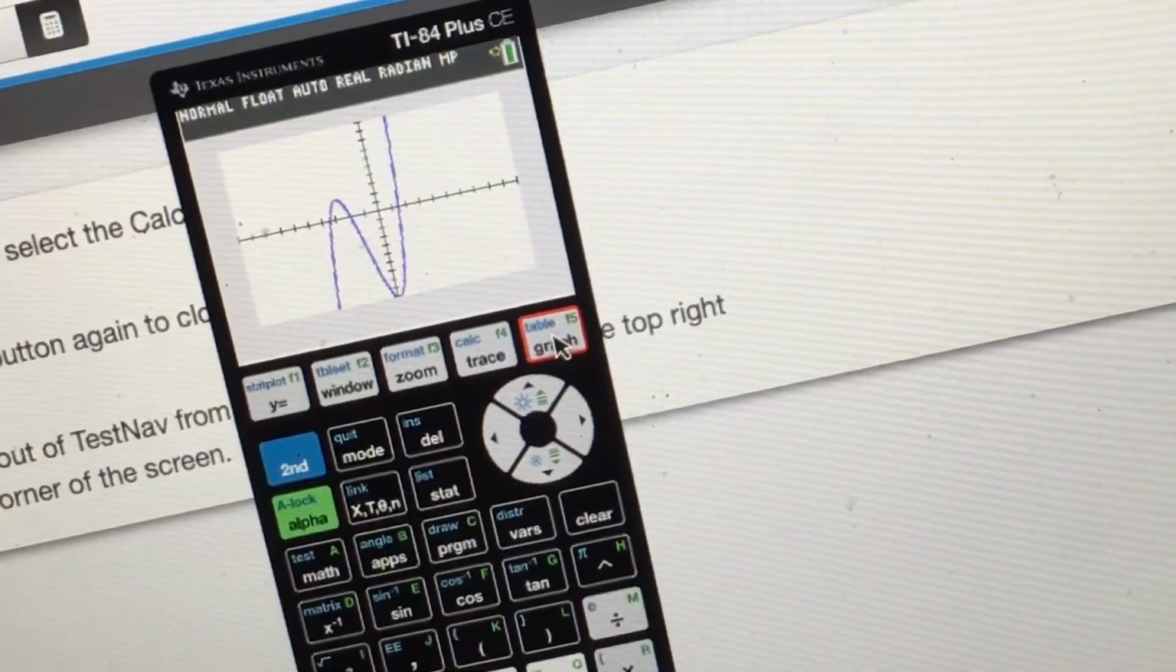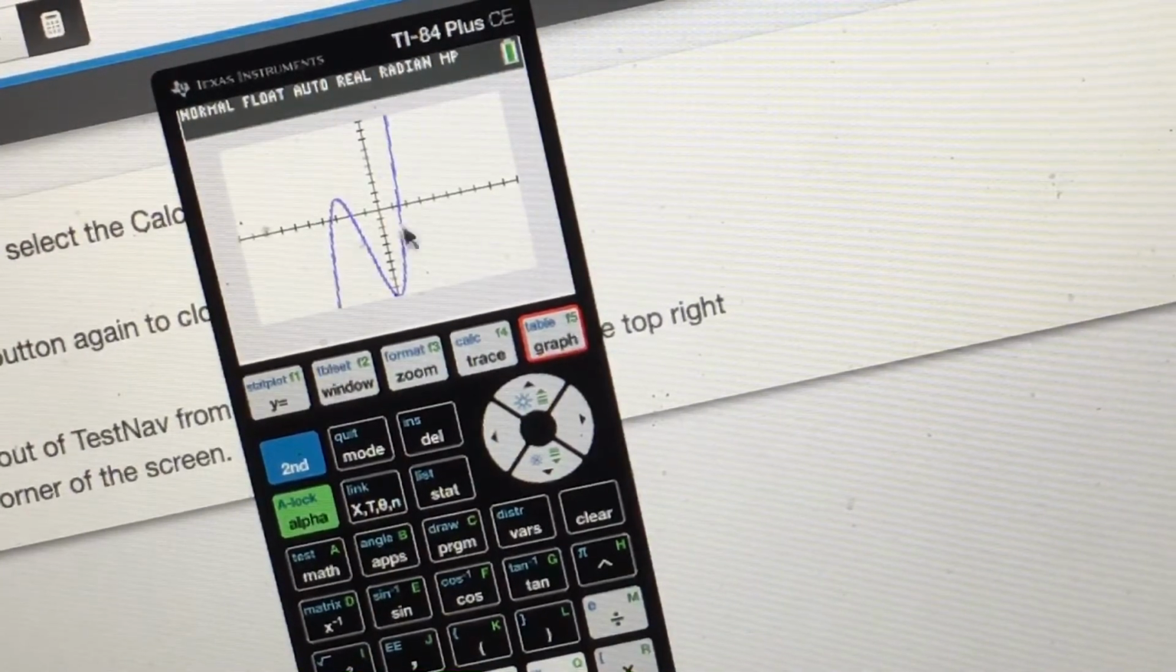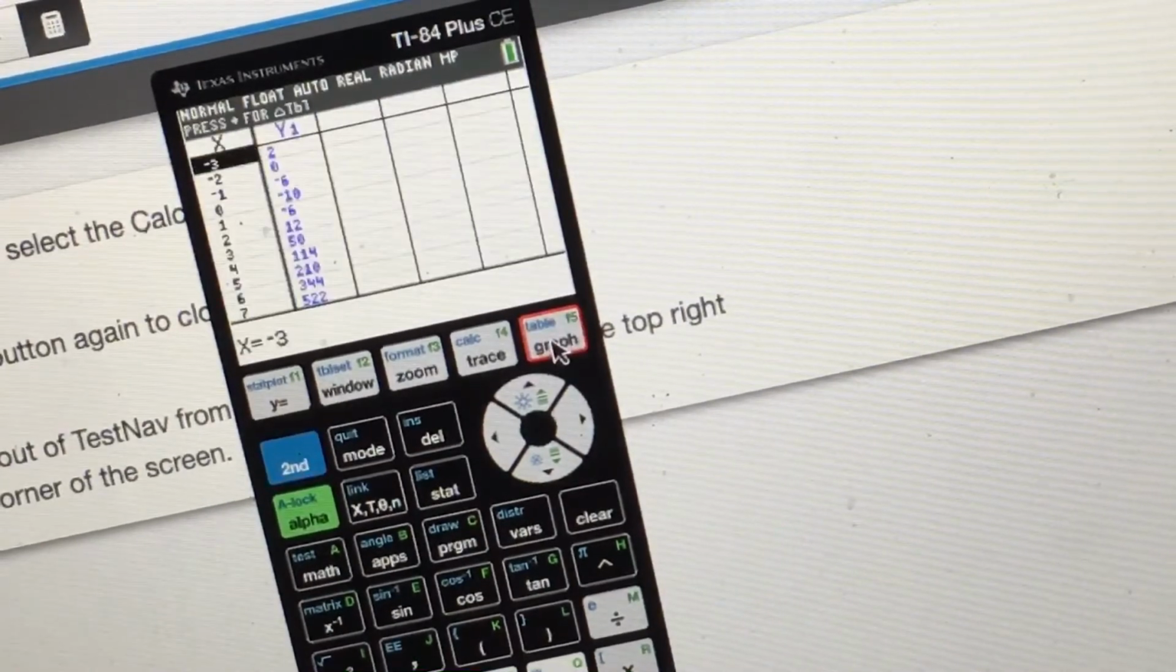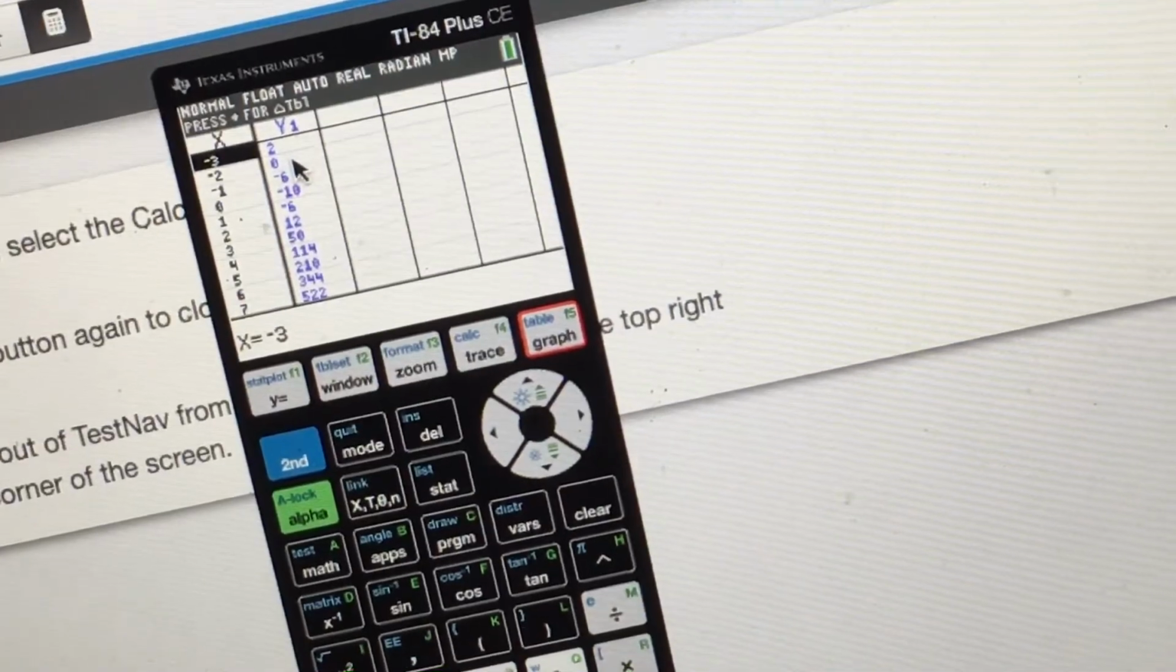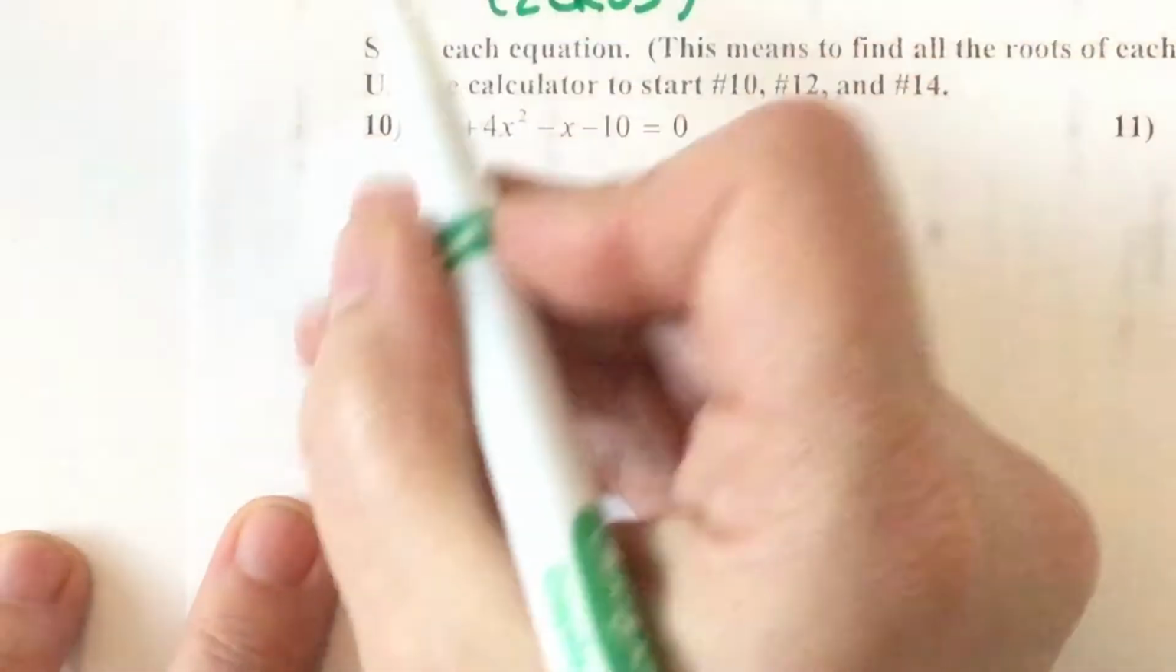All right, there are 3 answers. This is clearly a decimal, so that won't do any good. That looks like -2, and that's clearly a decimal. So let's just make sure that -2 is an answer. And yes, it is, because there's a 0 in the y column. All right, so -2 is an answer. So I'm going to write x equals -2.